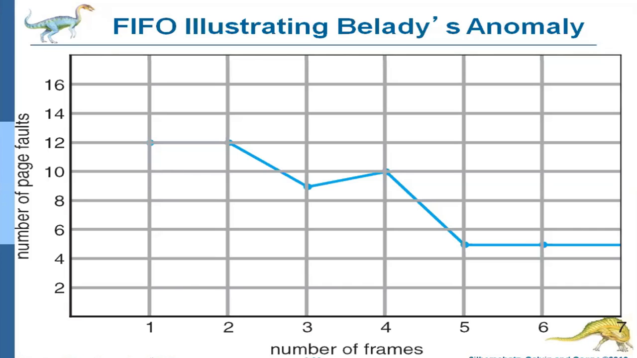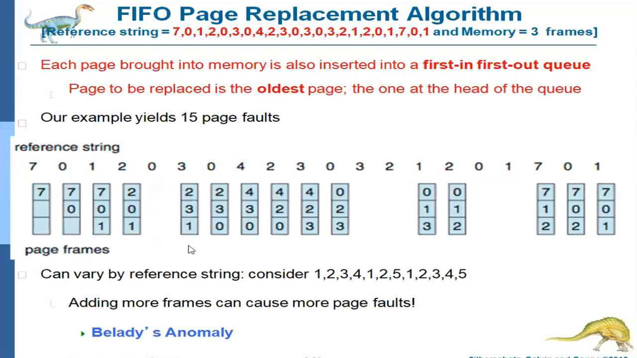Not in all situations. In some situations, when you increase the number of frames, automatically the number of page faults also increases. That is Belady's anomaly. In some situations, when we increase the number of frames, page faults also decrease. In this diagram, see here, as we increase the number of frames, automatically the page faults decrease. But in Belady's anomaly, in some situations, when we increase the number of frames, it will increase the number of page faults also. So that is the concept here, Belady's anomaly.